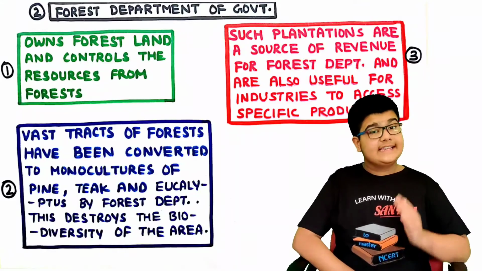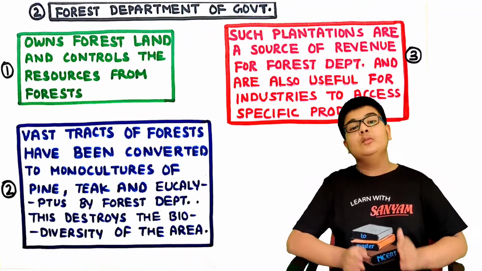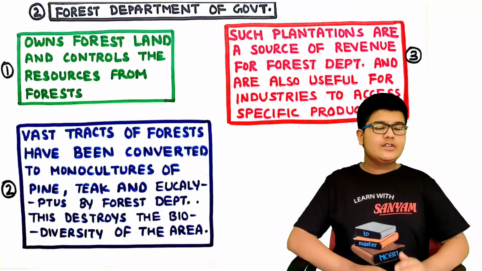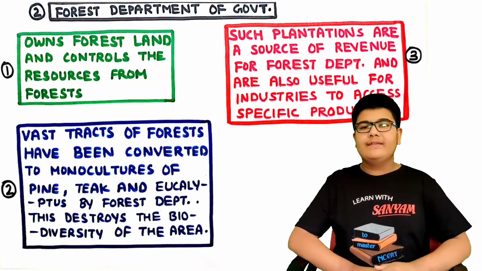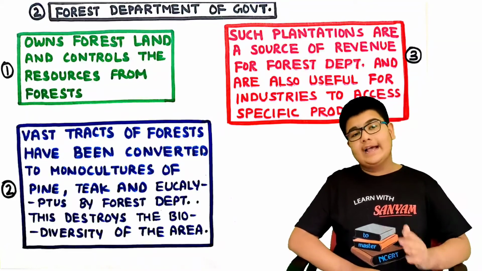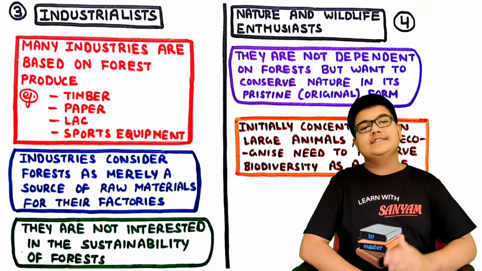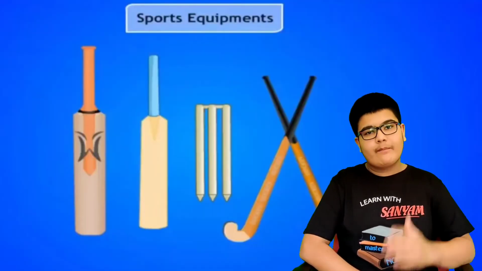And the second stakeholder is the forest department of government. It owns forest land and controls the resources from forests. Vast tracts of forests have been converted into monocultures of pine, teak and eucalyptus by forest department. This destroys the biodiversity of the area. Such plantations are a good source of revenue for forest department, and they are also useful for industries to access specific products.